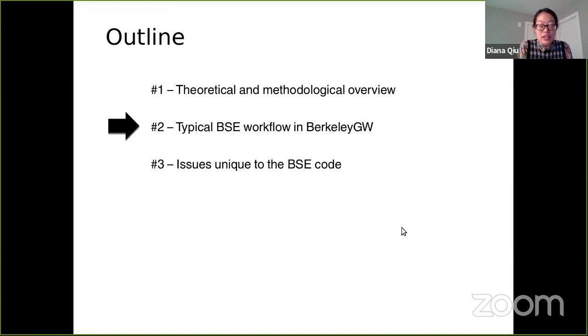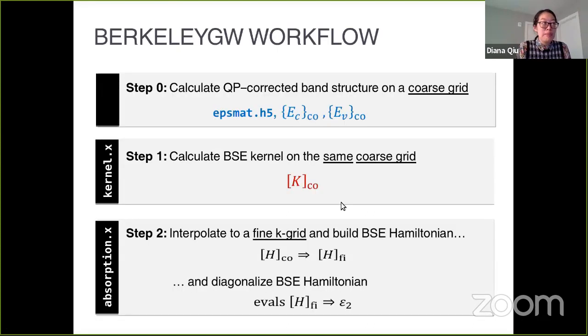So next, let's take a look at what a typical workflow in BerkeleyGW looks like. This BSE calculation has the following steps. Step 0 is basically what we did in the last example: we calculate the quasi-particle corrected band structure on a coarse grid. There we need the dielectric matrix, which we got from epsilon, called epsmat.h5. And then we also need the GW quasi-particle energies, which we calculated from sigma on our coarse grid.